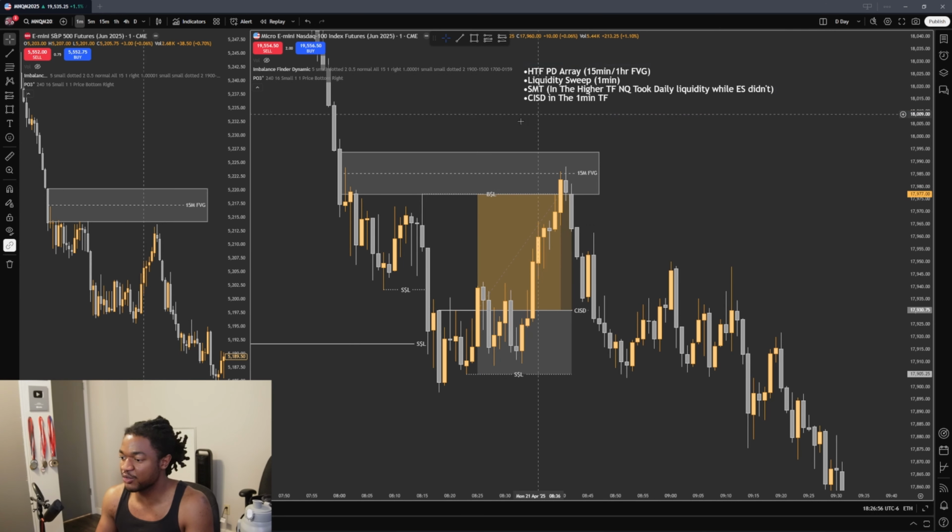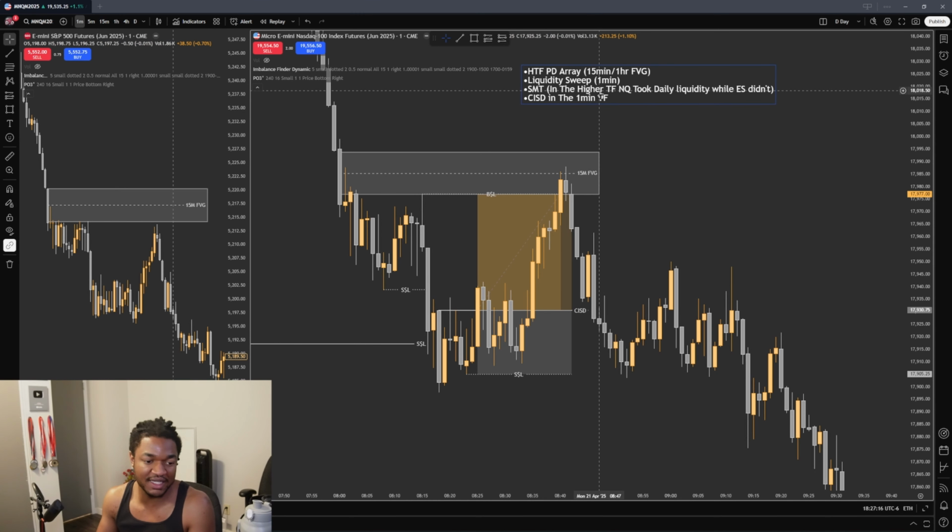Liquidity sweep. I look for a liquidity sweep. That's pretty much when it takes the previous lows of the market. So this did take the previous lows. If I did zoom out and scroll far to the left, you would actually see that there was a low that was taken on ES or NQ.